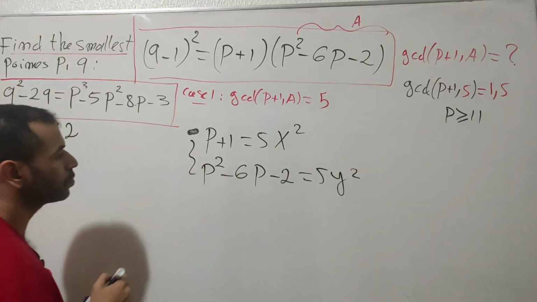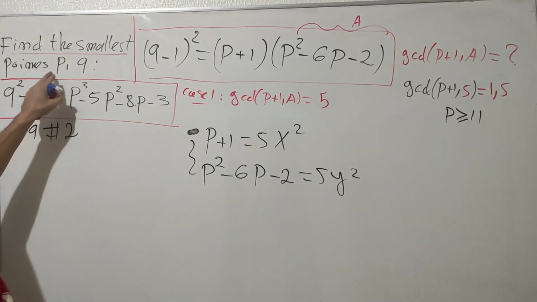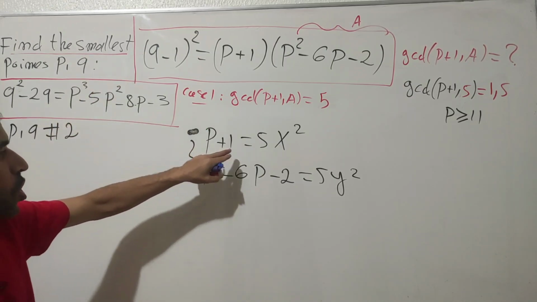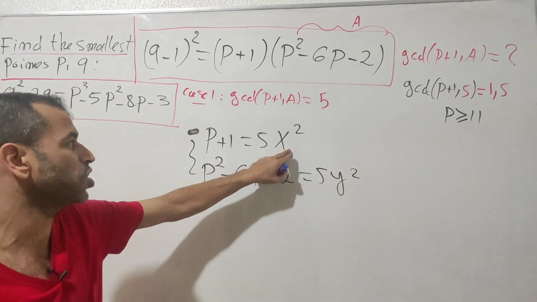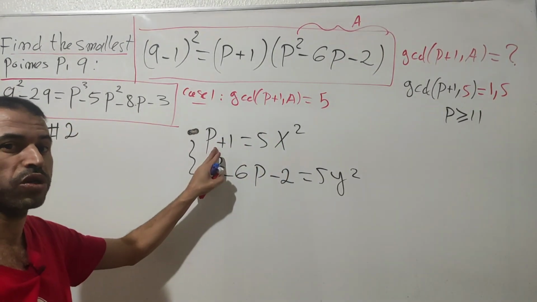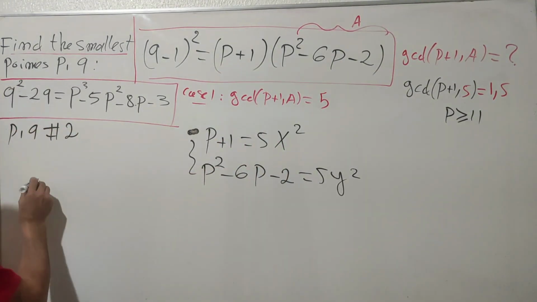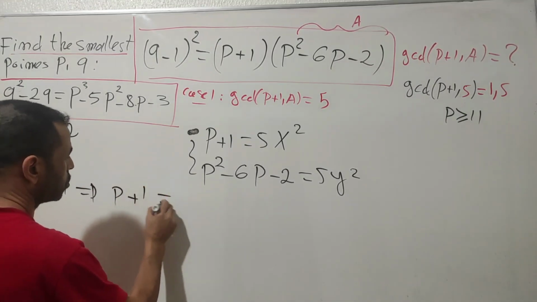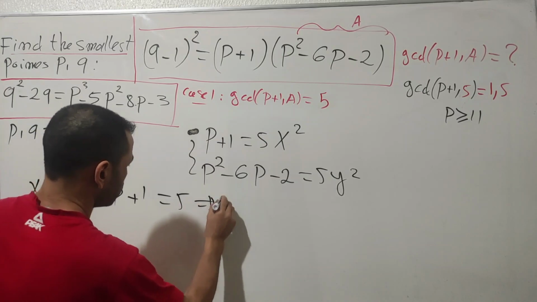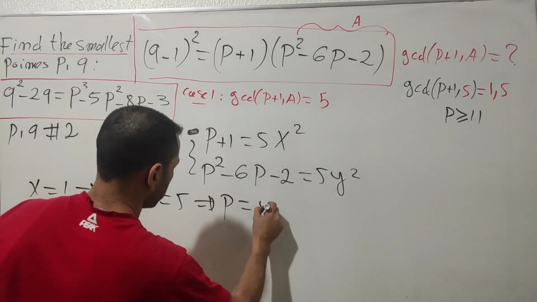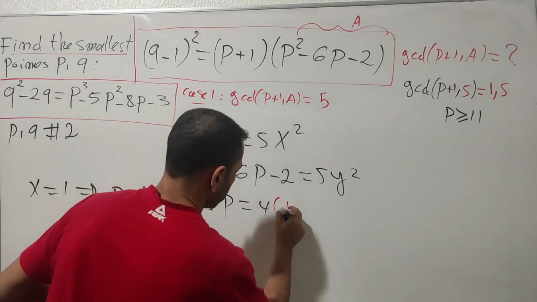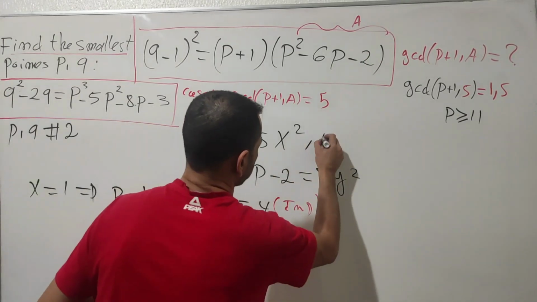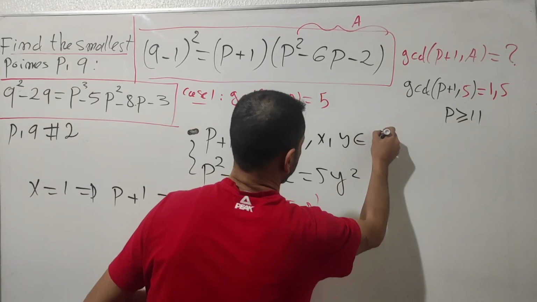To find out the smallest primes p and q, I'm simply going to check the smallest values of x in order to find the smallest value of p. If I check x equals 1, it's going to give us p plus number 1 equals 5, which means p equals 4. This is impossible because p is a prime. Don't forget x and y must be natural numbers.